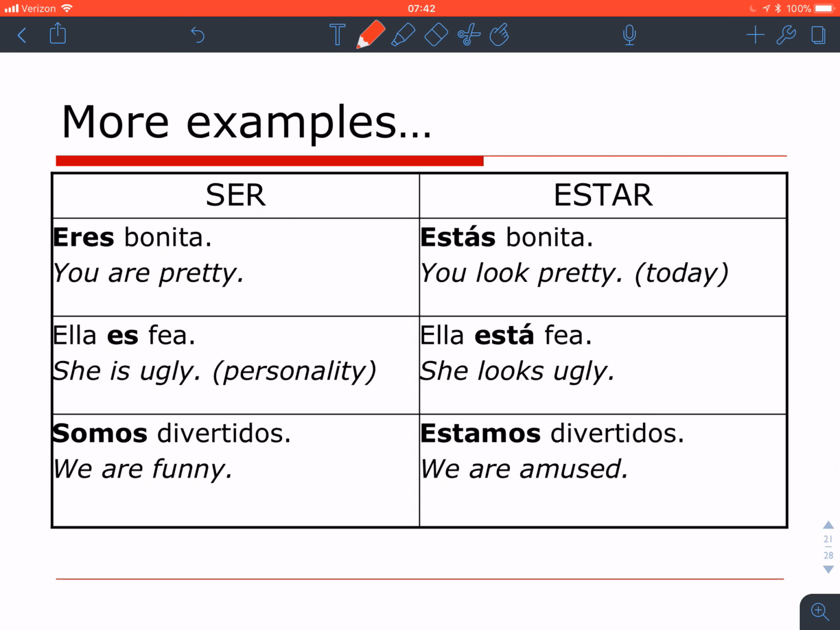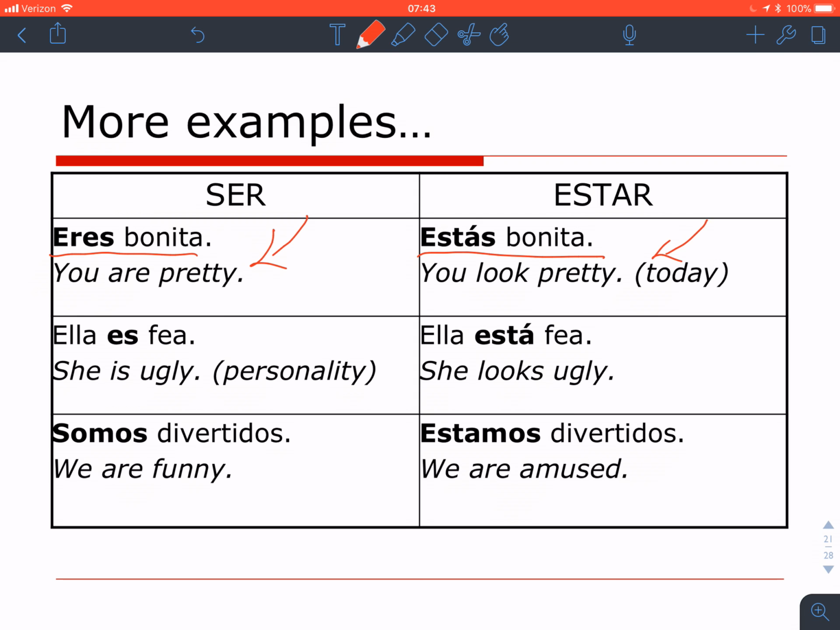I have eres bonita and estás bonita. Now, which one of these would you like your friend to tell you? My guess is for this one. You are pretty. Eres bonita. This is something inherent. But estás bonita could also be interpreted as a backhanded compliment. So you really don't want to hear that one, even though at first blush it seems really nice. The connotation is something caused you to be pretty today. What was it?